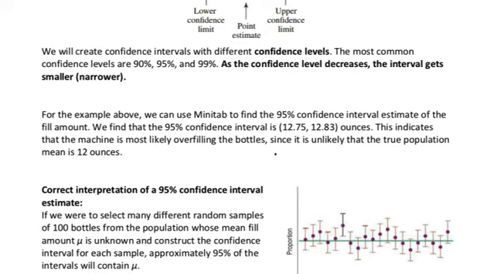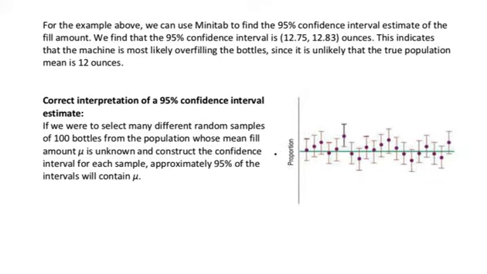When we have a confidence interval, the way that we interpret it is that if we were to select many different random samples of 100 bottles from the population and construct a confidence interval for each, approximately 95% of the intervals will contain the true population mean. This example picture here is for proportions, but it works the same for means. The green line represents our true population mean, and each of these is a confidence interval constructed from sample data. We see that most of the confidence intervals do contain the true population mean, or the green bar.